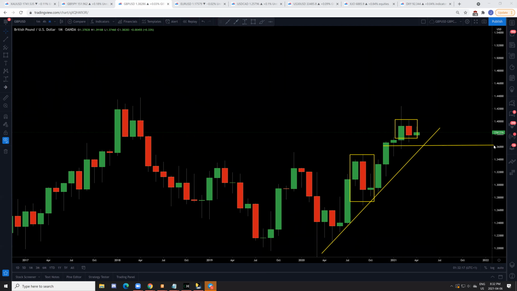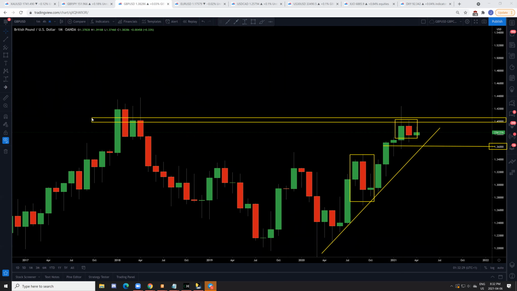Really, even if we were to get a pullback to 1.36 here, this would still be an extremely favorable swing trade position if we had that aggressive pullback, or obviously once we start to clear 1.4 flat. I can see a lot of continued room for upside.